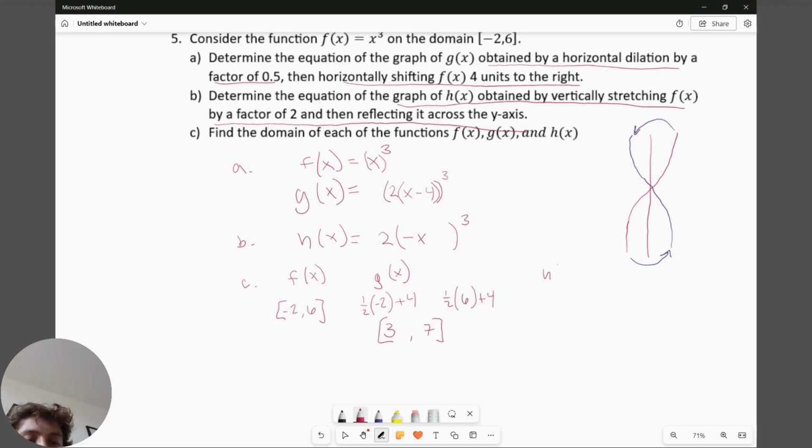Same idea with h of x. Figure out what's changing the x values. Well, in this case, we're just making our x values negative is what it looked like. So all I'm going to do there is just change the signs on them. So now negative 6 to 2, make sure it goes smallest to biggest values. Okay, I did not need to multiply by 2 in this case because that vertical stretch was on the outside. That would change the range, not the domain.